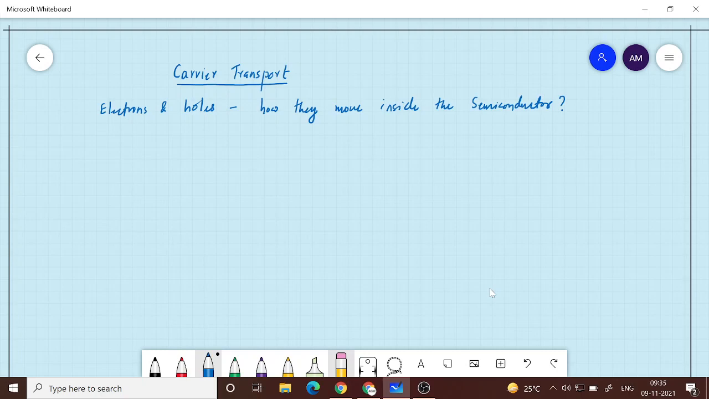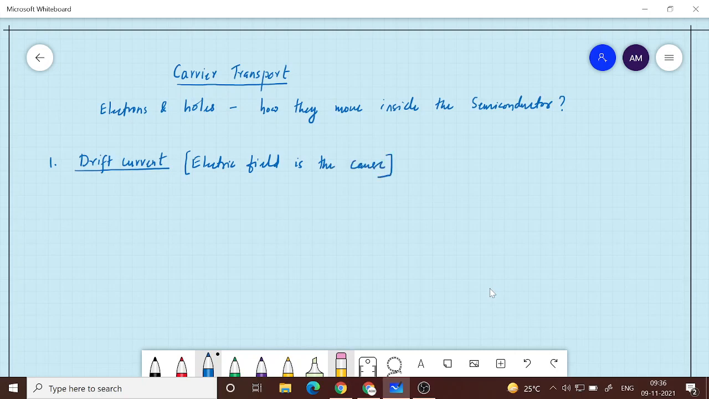So the first way it can move is under the influence of an electric field. So number one, we will look at what is called drift current. Okay, so the moment you hear drift current, immediately what should come into your mind is that the cause for drift current is the electric field.